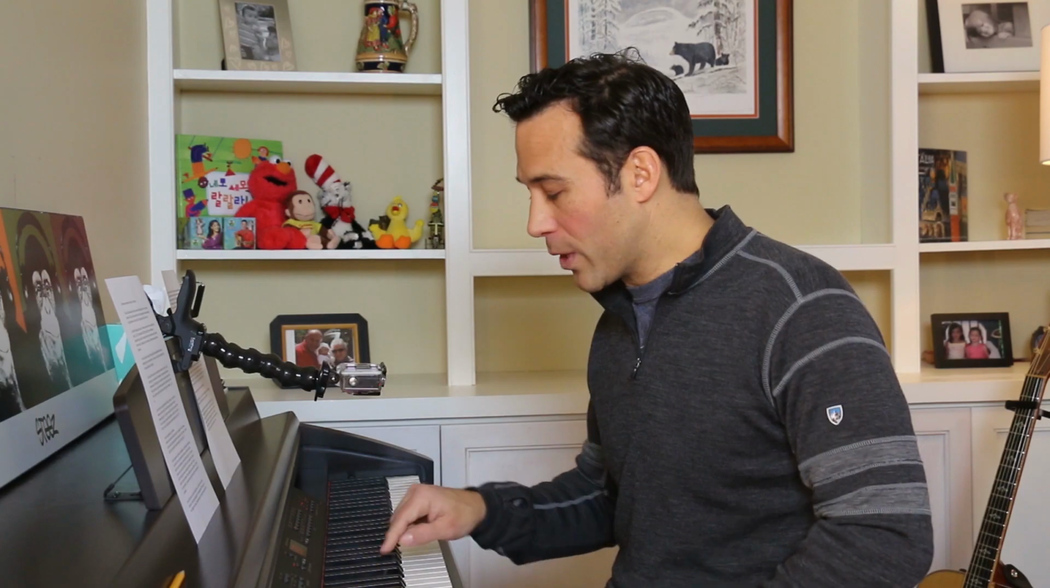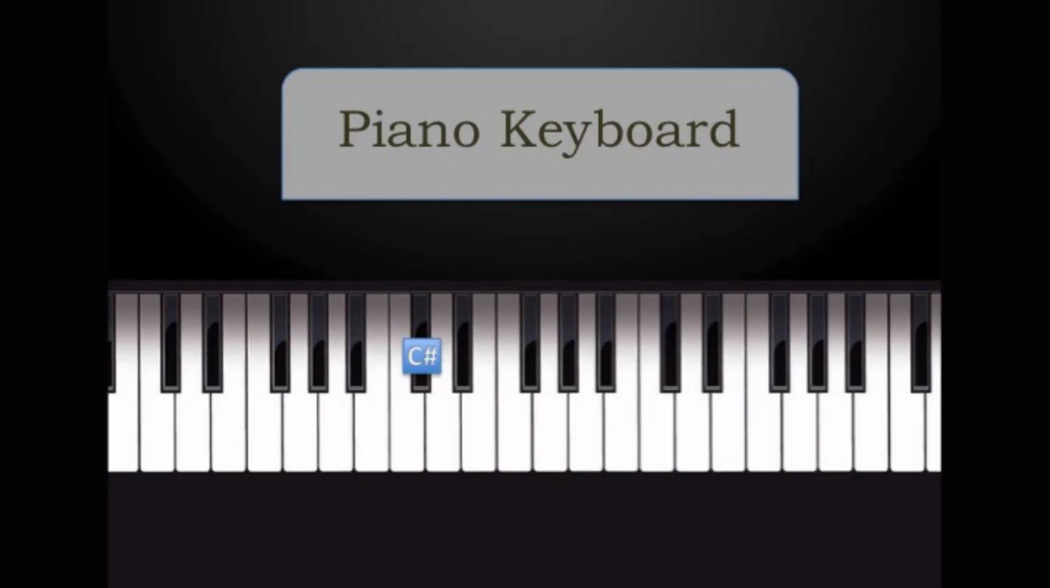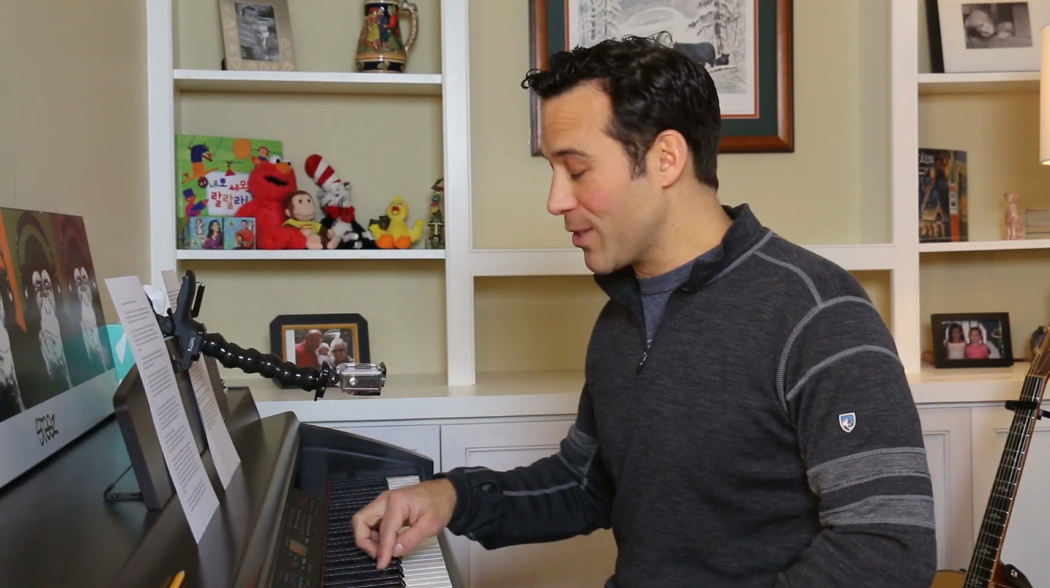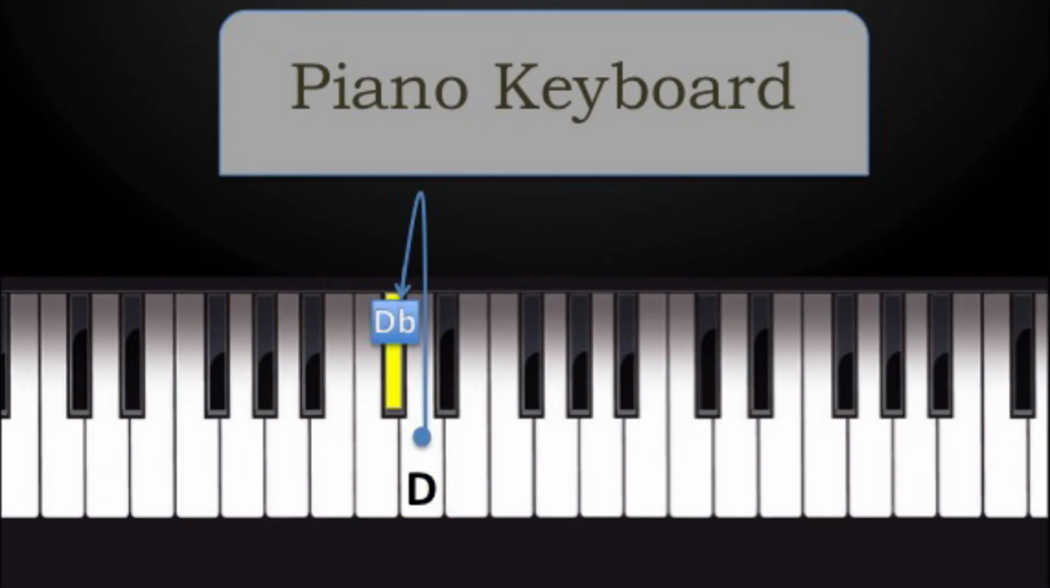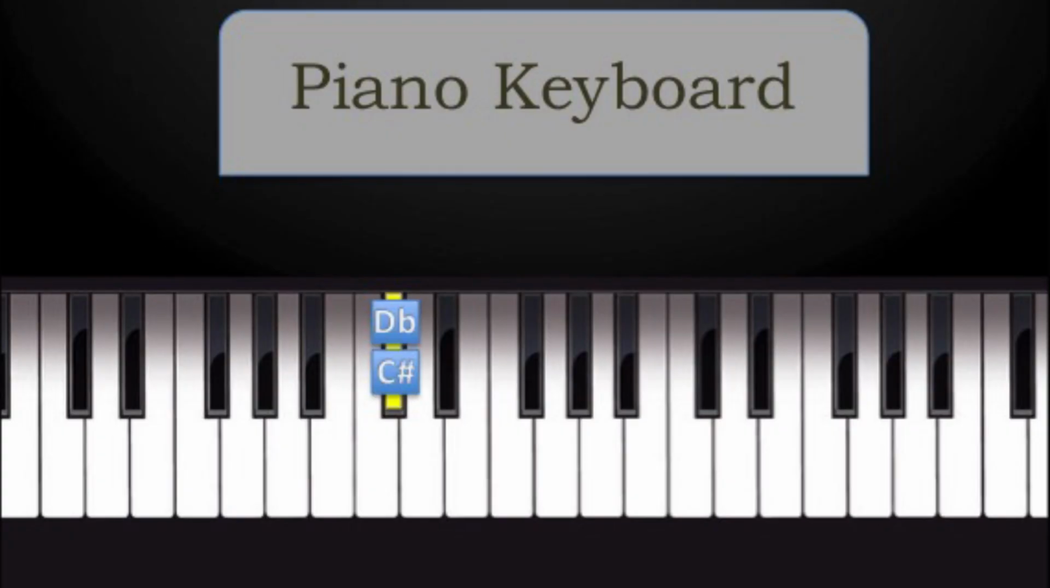Let me explain. We call it C sharp because it is 1/2 step higher than C. C to C sharp, that's 1/2 step. We can call it D flat because it's 1/2 step lower than D. D, D flat. All you need to know at this point is both of those names work. If you hear D flat, you play this note. If you hear C sharp, you play this note.